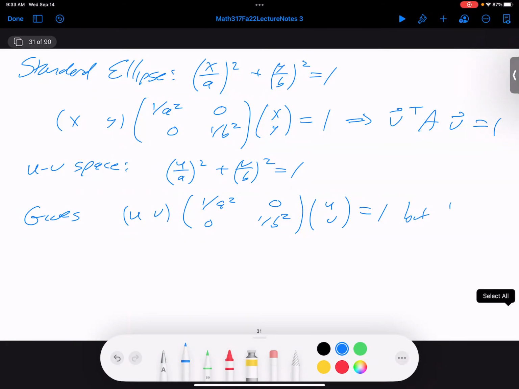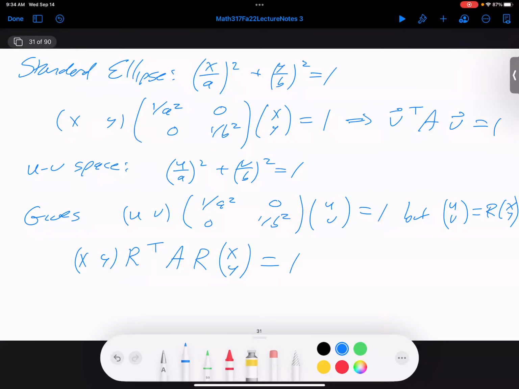But let's say [u v] equals R times [x y], some rotation applied to xy. I can now substitute, and I would get [x y] R transpose, and then I'll do my matrix A R [x y] equals 1. And that's my new matrix.